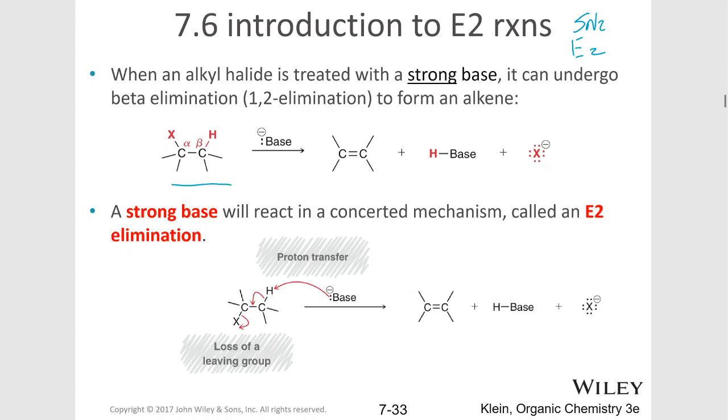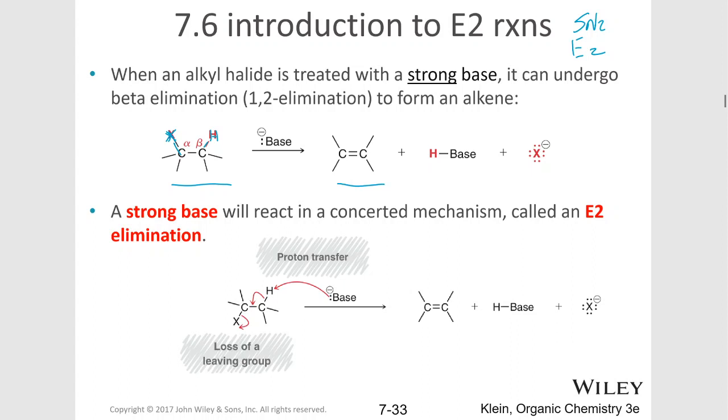Okay? So just as a brief introduction to E2 reactions, what we have is an alkyl halide here. And this alkyl halide has to have at least 2 carbons for this to work. So we've got a halogen attached to one of the carbons, and we have to have a hydrogen at the beta position. So the alpha carbon bearing the halogen has to have a carbon next door that has a hydrogen. So this is called beta elimination or 1,2 elimination, and our product is an alkene.